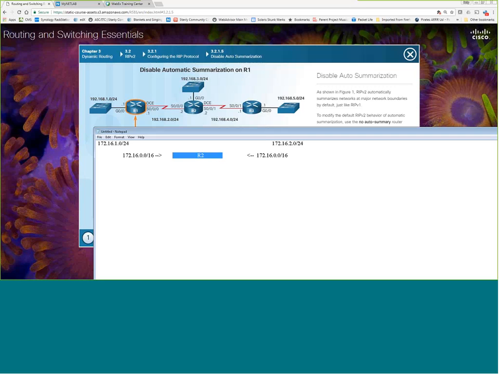This is all fixed when you do no auto-summary, because at that point, instead of advertising the classful network, it advertises the actual subnet mask information. And it would advertise the full network or full subnet instead of the classful summarization. Does that make sense? Because that's a very important point about summarization and classful versus classless routing protocols.